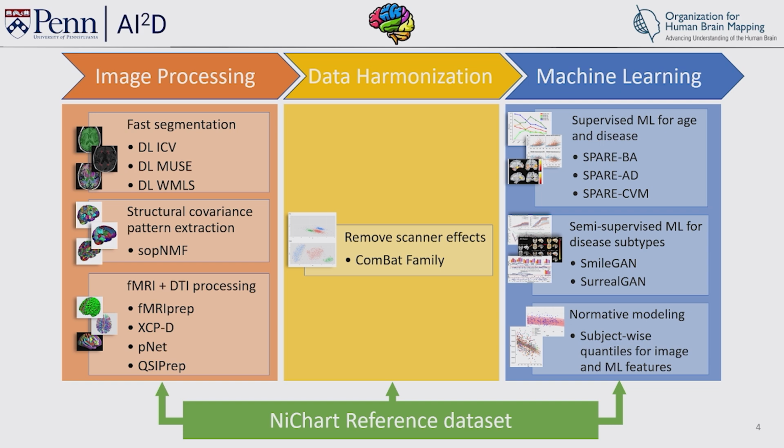And finally, we have our set of machine learning AI-based biomarkers. This includes supervised models for both age and disease, as well as semi-supervised models for clustering disease subtypes, and normative modeling to contextualize all of these features and biomarkers in a larger reference population. Behind all three of these components, we have our NiCHART reference dataset, which feeds into all three.